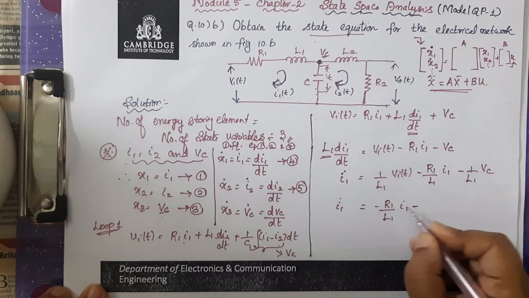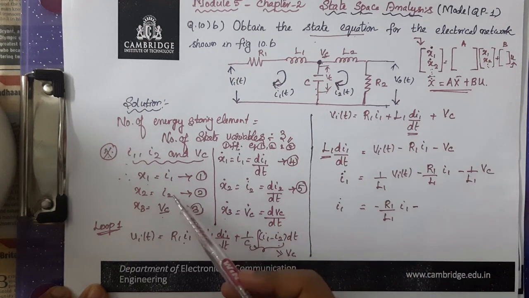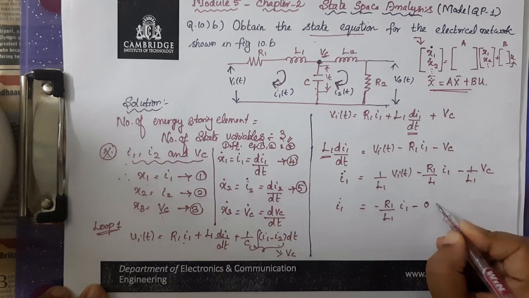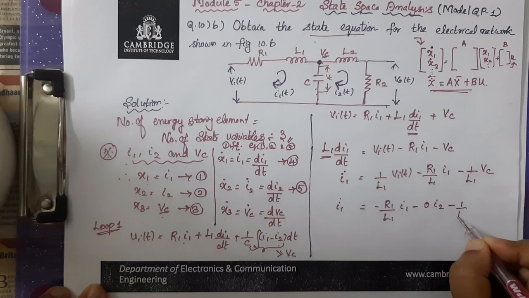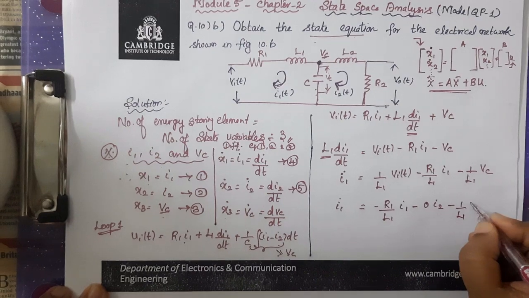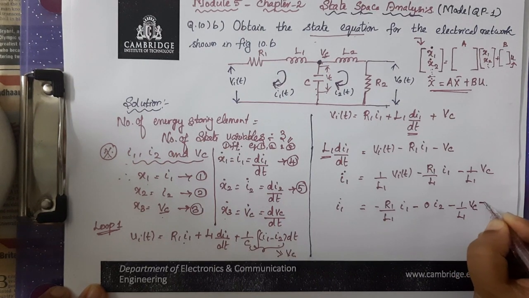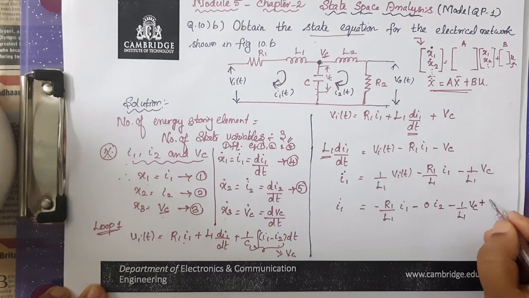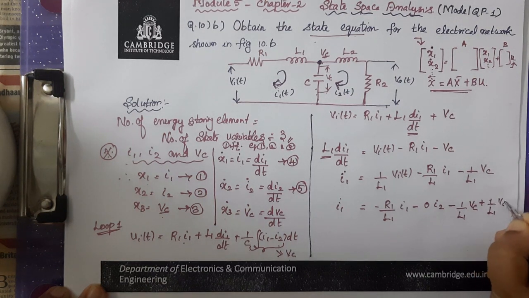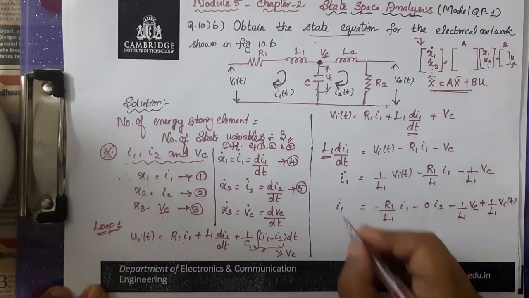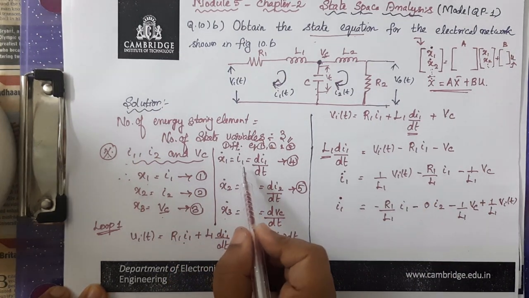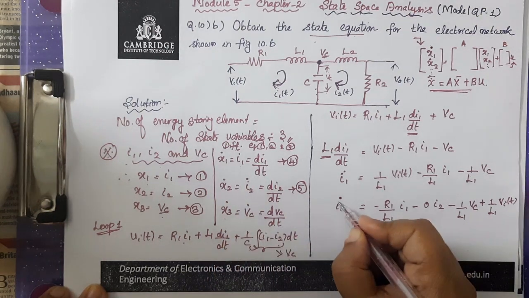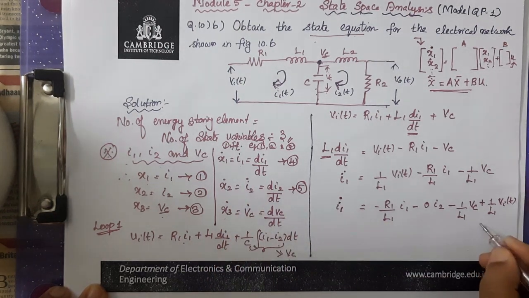Minus, I don't have any second state variable I2 here, so I can write it as 0 into I2, minus 1 by L1 into Vc, the third state variable Vc. Plus, then we have the input term here, 1 by L1 of Vi of t. So we have obtained the first derivative of the state variable I1 dot. Let me number this equation as equation number A.